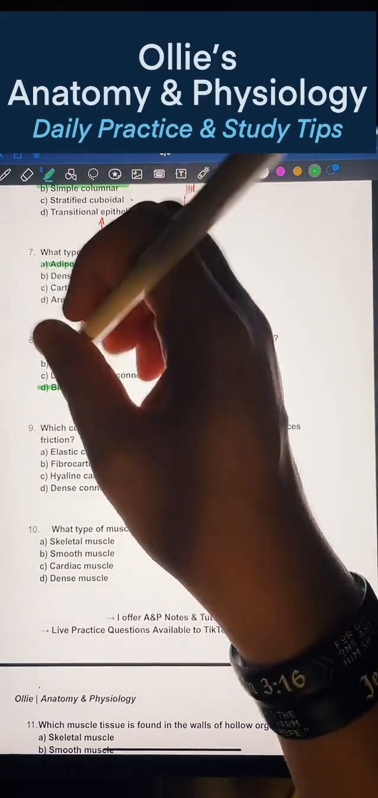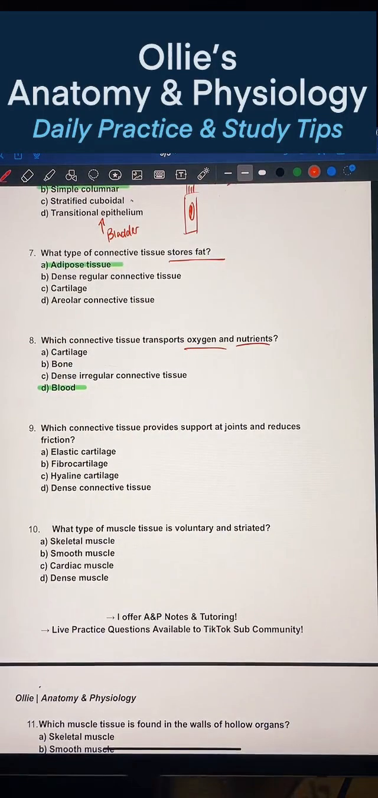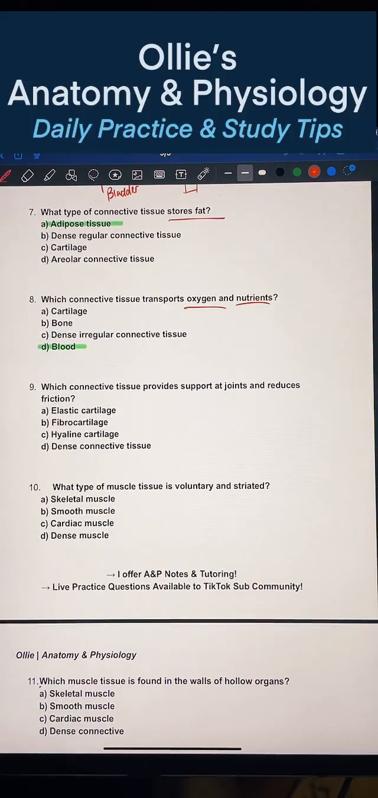Number 8, the answer is D. It is blood. Blood is a connective tissue type. Again, with cells and plasma, transporting nutrients, oxygen, and waste, it, in a sense, connects the body, right? It connects oxygen to our cells and nutrients to our cells, in a sense.